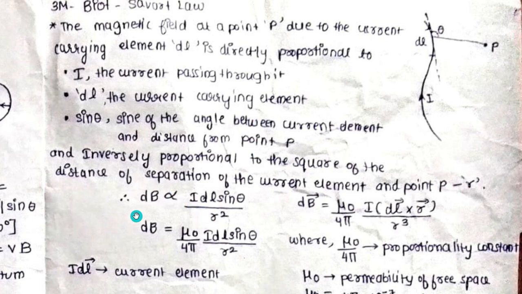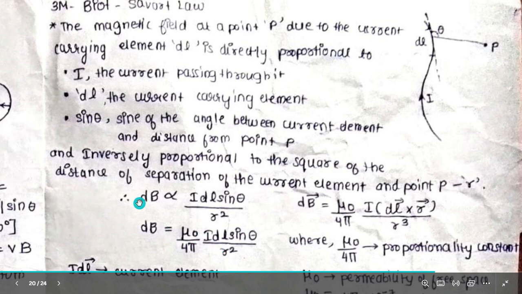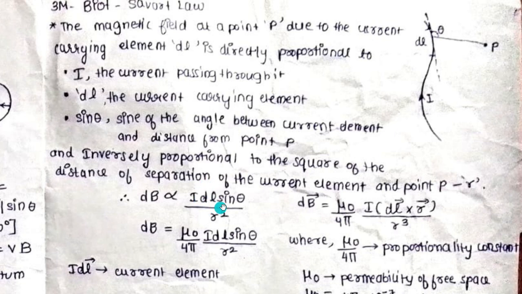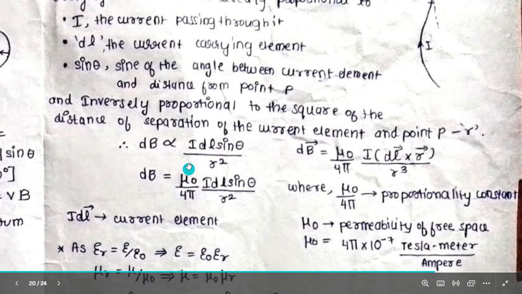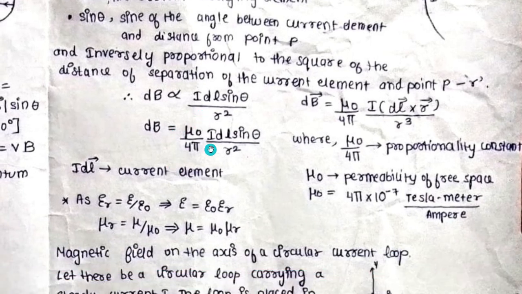So dB is directly proportional to I, directly proportional to dl, directly proportional to sine theta, inversely proportional to r square. So I will get dB is directly proportional to I dl sine theta by r square. To remove the proportionality symbol, I will add a proportionality constant, which is mu naught by 4 pi. So dB is equal to mu naught by 4 pi into I dl sine theta by r square.